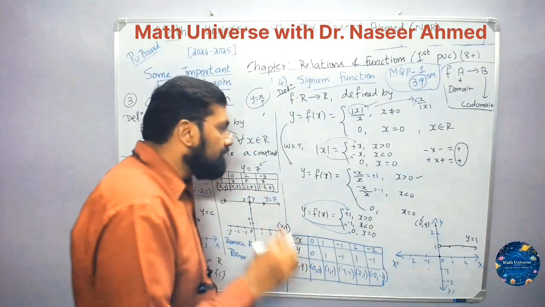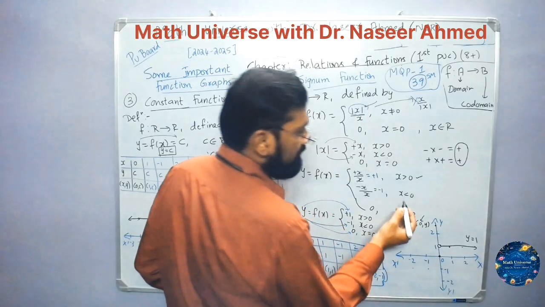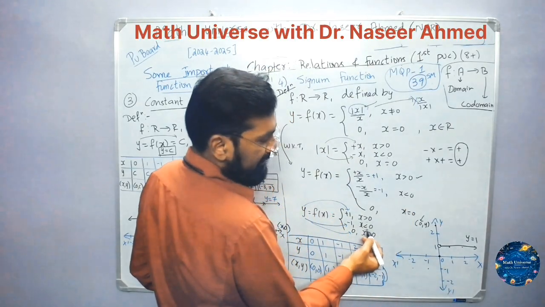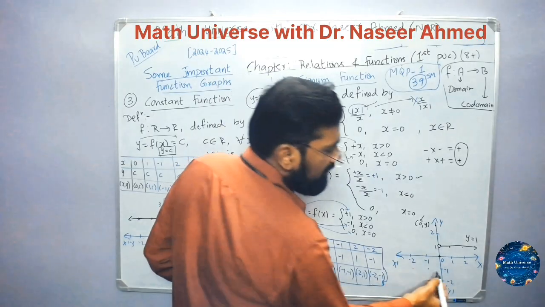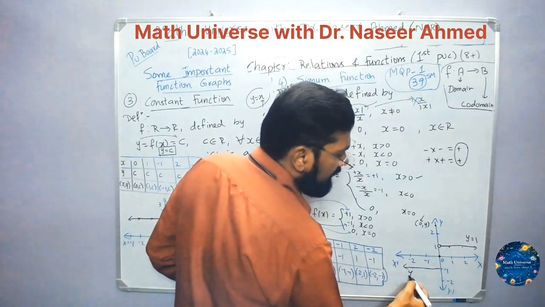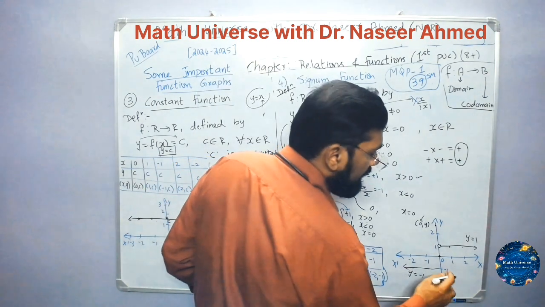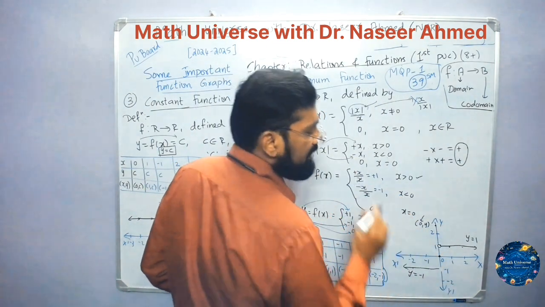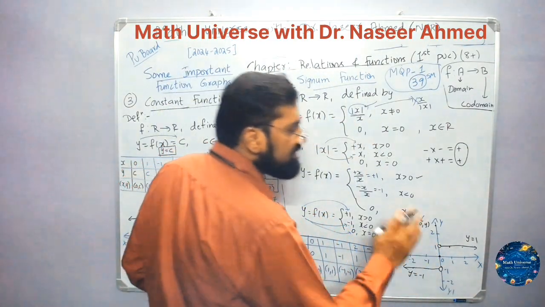Okay. Similarly, whenever x is negative, y value is minus 1. So for all negative values of x, the value should be minus 1. So draw a line parallel to the x-axis at y equal to minus 1. And here I have to again put an open ball because x is strictly less than 0. X is not 0. So this is the graph.